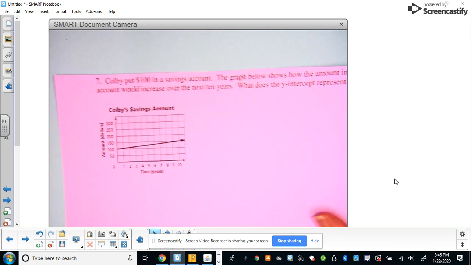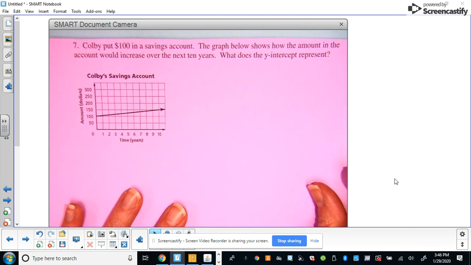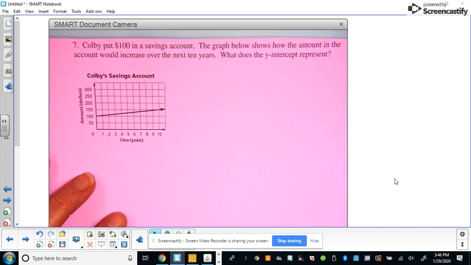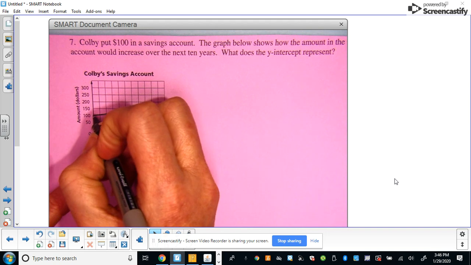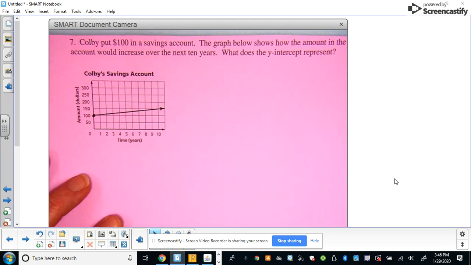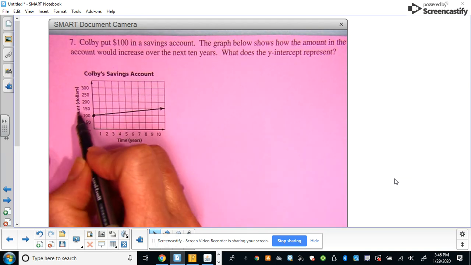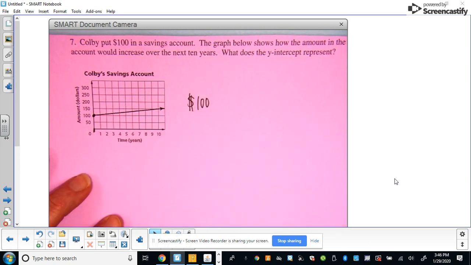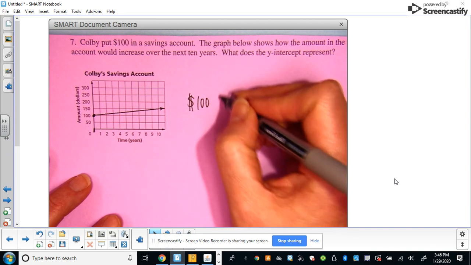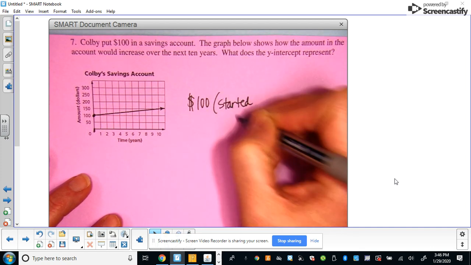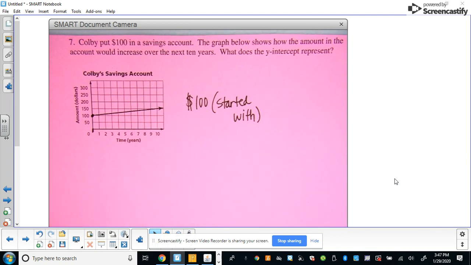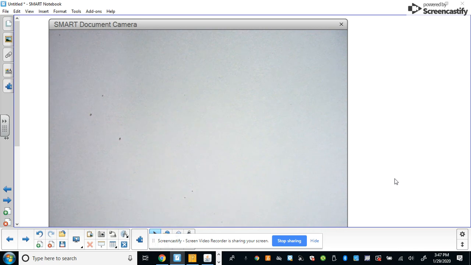One or two more if we can. Here, Colby's putting $100 into a savings account. We have it in the graph. It's going to increase over the next 10 years. Obviously, we see an increase. What does the y-intercept represent? The y-intercept is where it touches the y-axis right there, and we see that that's at 100. It's in dollars, and how much time has passed? No time has passed, so that is our starting point. That is how much he started with in his savings account. He deposited $100 to start the account.